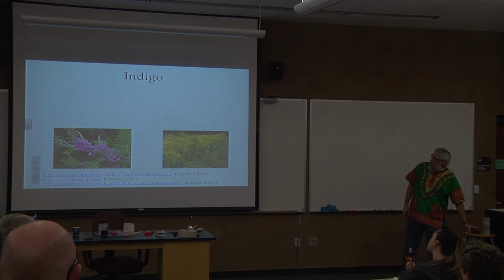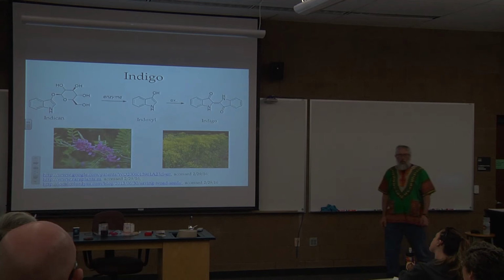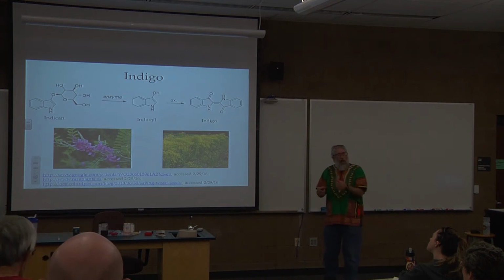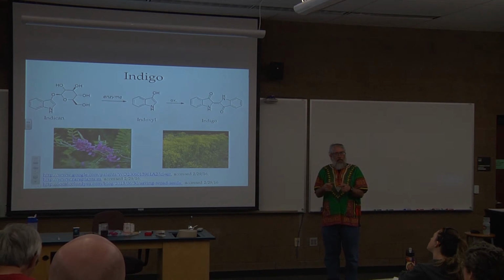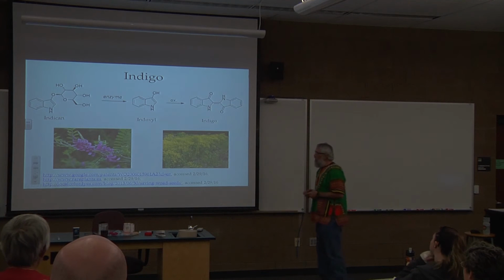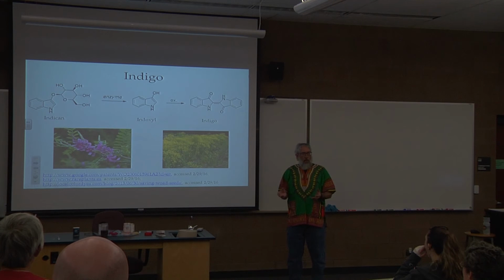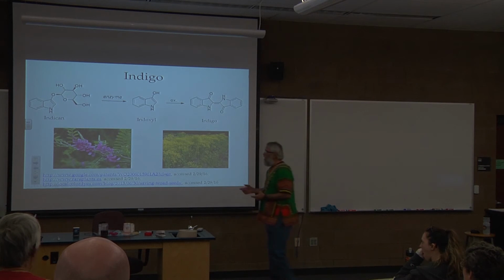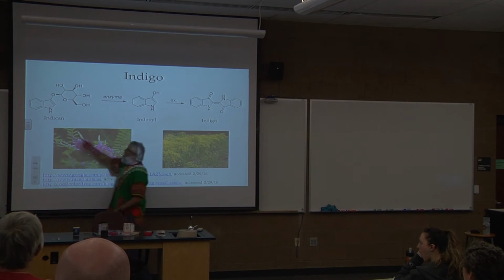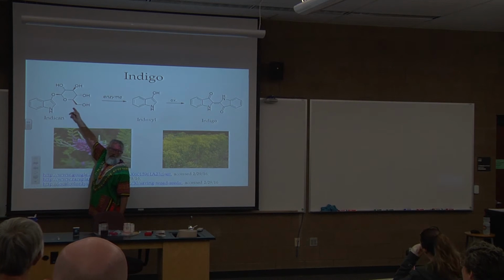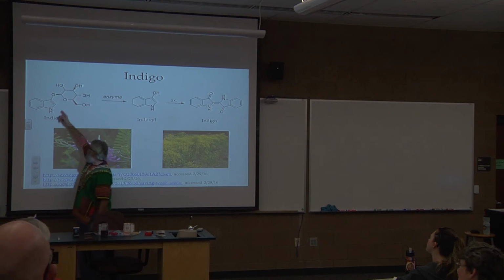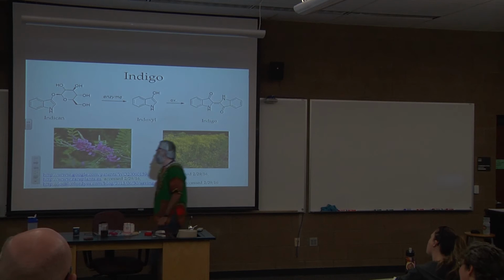So indigo itself is the structure on the right, but that's not what exists in the plant itself. What exists in the plant is indican, and indican is a glycoside. That means it has a sugar. I think, Dr. Miller, this is glucose, you think? So glucose attached to this heterocyclic ring.